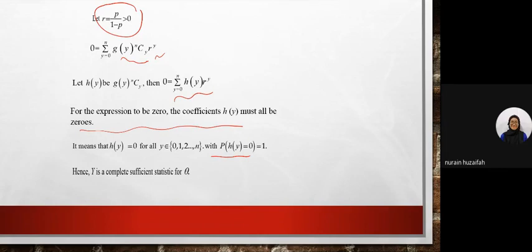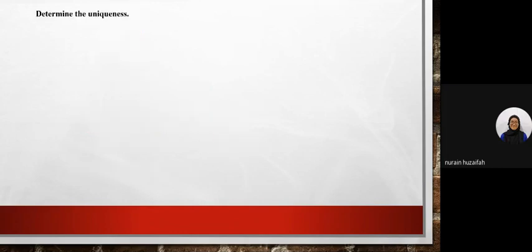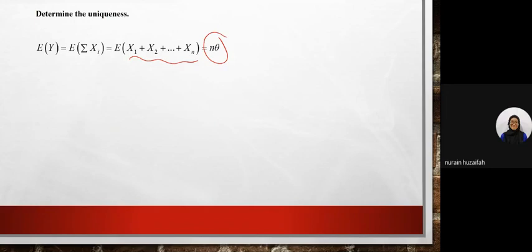The second part is to show uniqueness. That means you need to find an unbiased estimator of theta, the unique minimum variance unbiased estimator of theta. So we have the expected value of y, where y is your sufficient statistic, summation xi. It can be written as this: each x is theta because of the Bernoulli distribution. Each of x1, x2 is theta, so all together you will have n theta.